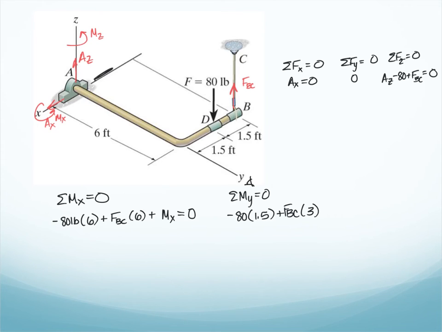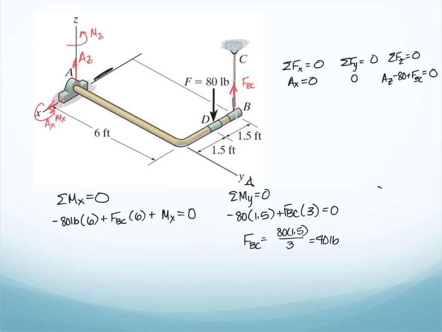It's 3 feet away. I didn't have any support moments for the y-axis because the thrust bearing does allow rotation about the y-axis. And so these two things add together to equal 0. This gives me a way to calculate the force in that cable, and I find that it's 40 pounds. This is going to allow me to solve for some other things.